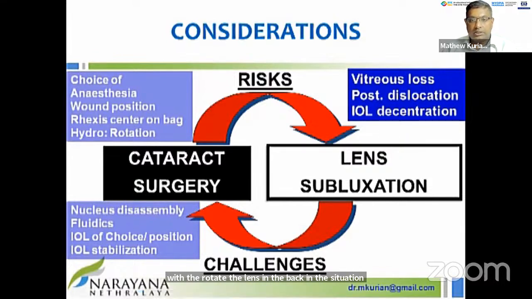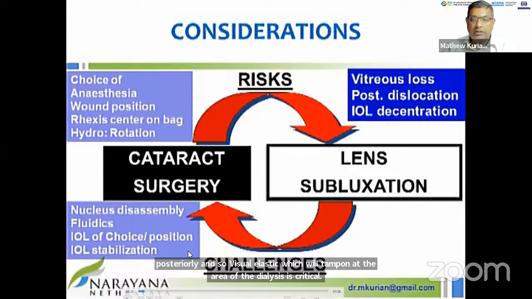Choice of fluidics is critical because we don't want fluid to go posteriorly. And so viscoelastic, which will tamponade the area of the dialysis, is critical. The choice of lens and where to place it and methods of IOL stabilization are critical.